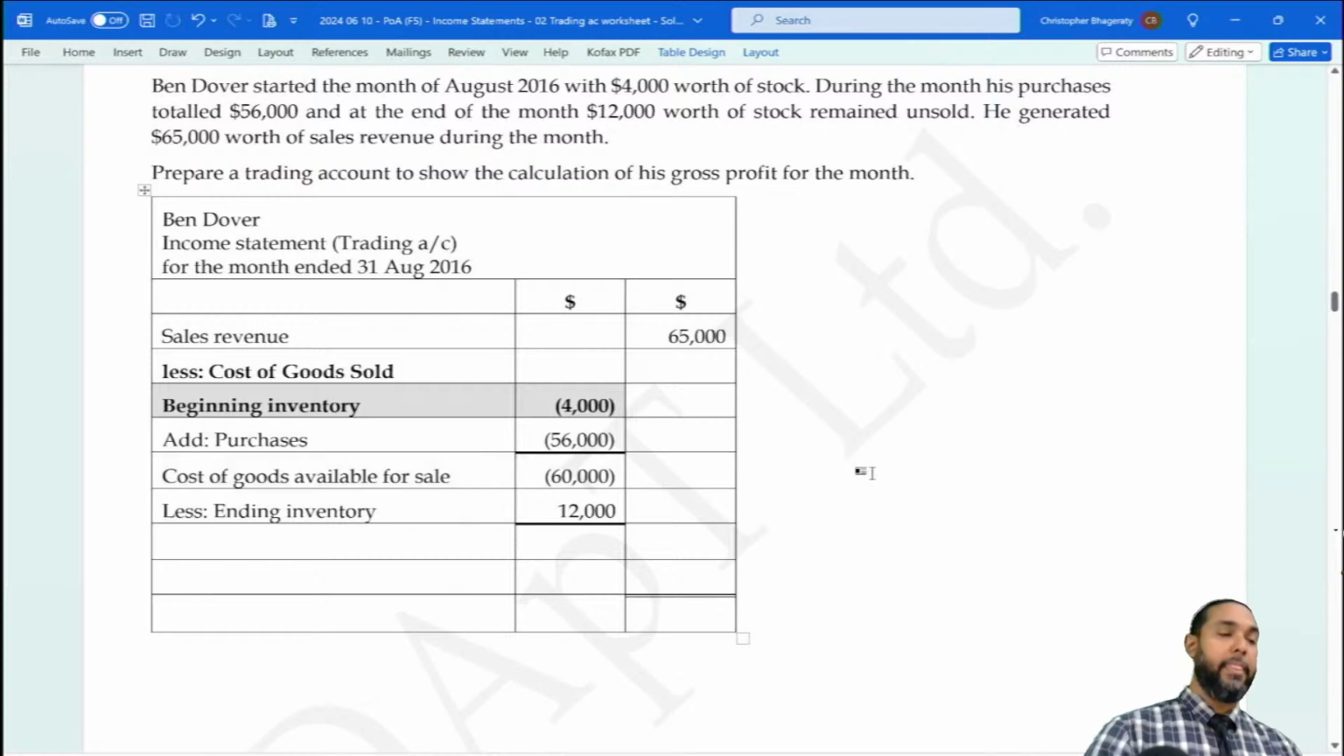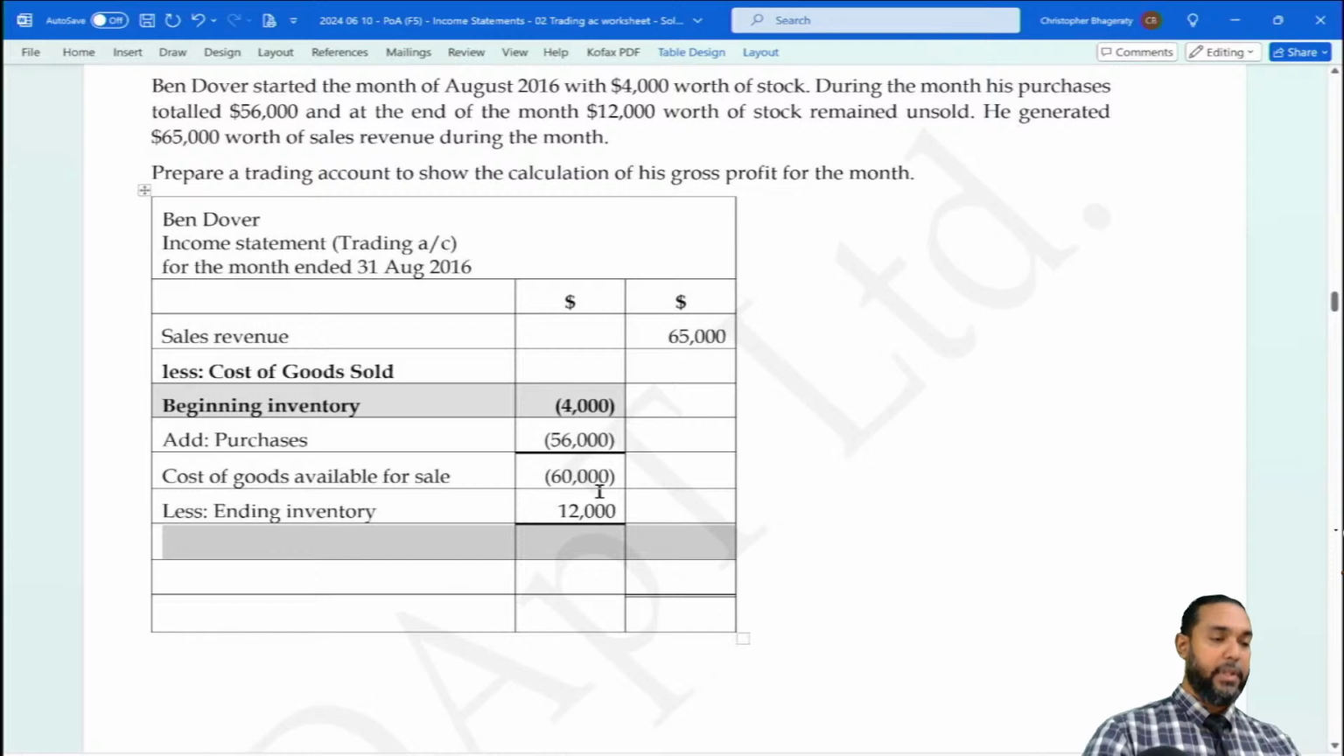Now just by the way, the cost of goods available for sale does not have to be shown. You could just do opening stock, sorry, beginning inventory, add purchases minus ending inventory. However, most textbooks will show the subtotal at this level. But if you do show it, I don't find you should lose marks.